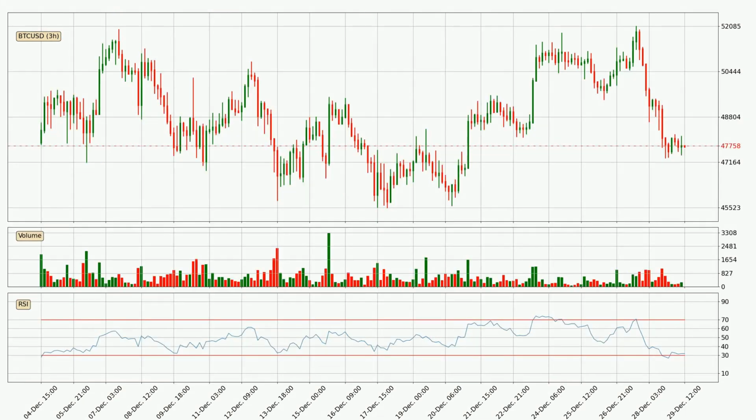Jumping to the 3-hourly relative strength index, the current 3-hourly RSI of 32 is in the lower region, which means that the price is oversold and a rebound or some kind of consolidation is possible.